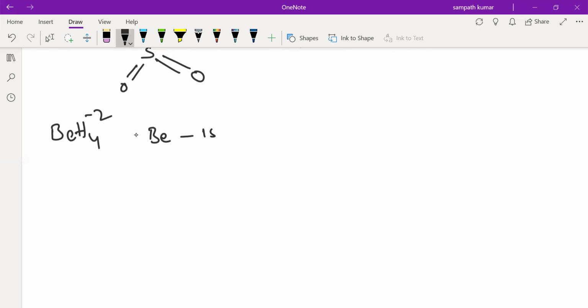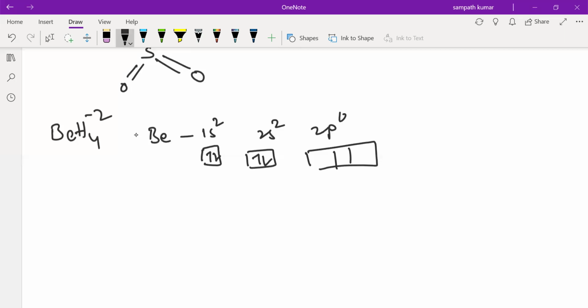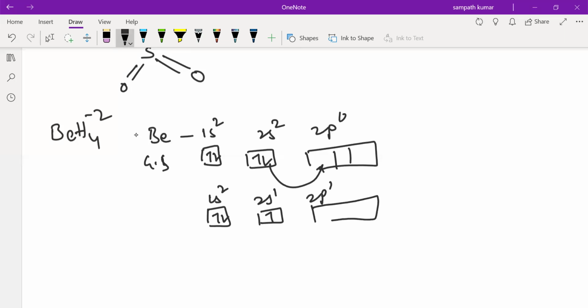What is the electronic configuration? 1s2, 2s2, 2p0 in the ground state. In the excited state, one electron is excited to the p orbital, 2s1, 2p1. How many minus charges are there here? 2 minus charges are there, which means after this also the excited state.